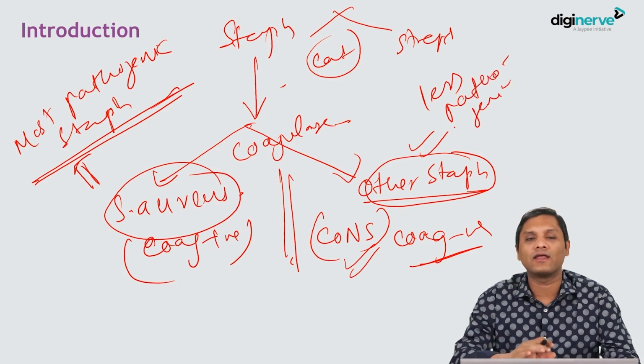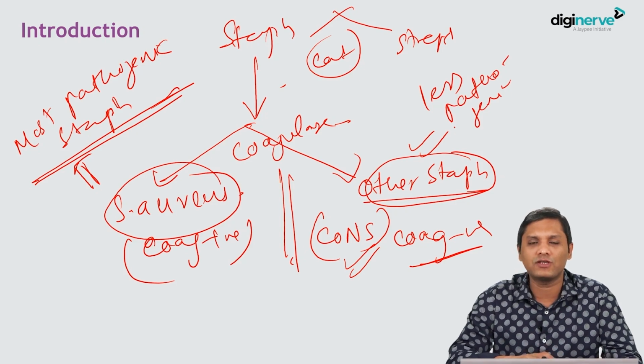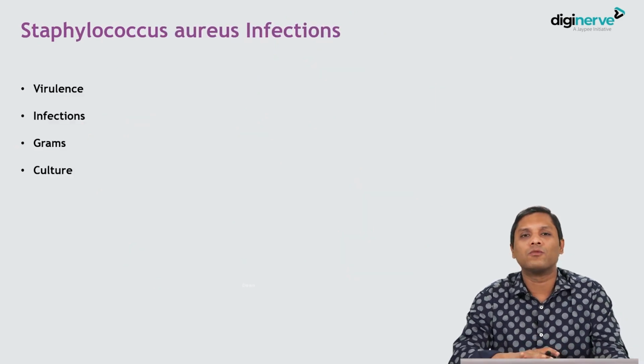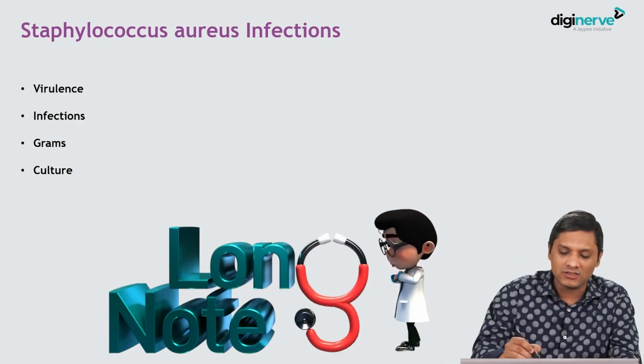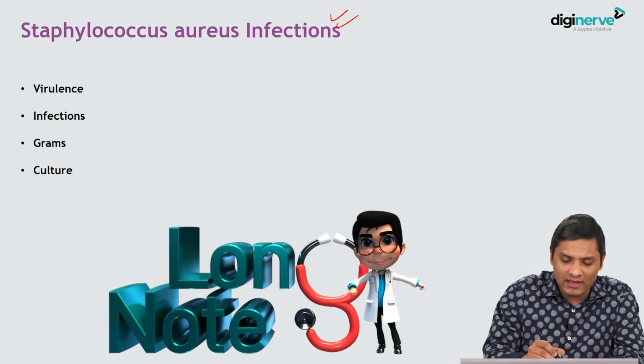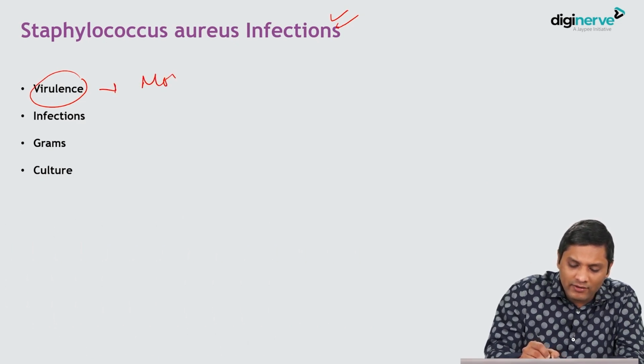Many times they appear as skin commensals also. Okay, so with this, let us start. The most important Staphylococcus species, the most pathogenic species, Staphylococcus aureus. Okay, as I told you, it is the most virulent Staphylococcus species.